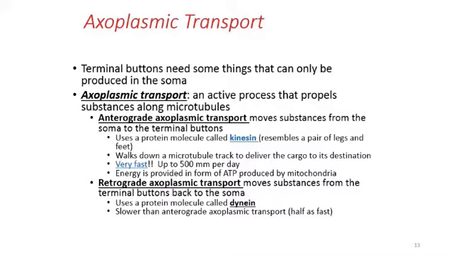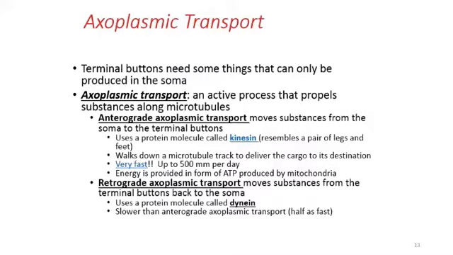So terminal buttons need some things that can only be produced in the soma, and sometimes neurons are very, very long. In any event, to get material from the soma all the way down to each terminal button, it requires some sort of an energy-dependent process. And so that's where axoplasmic transport comes in. This is how we shuttle materials down the microtubule system. It's, again, this active process that propels the various substances down the microtubules.